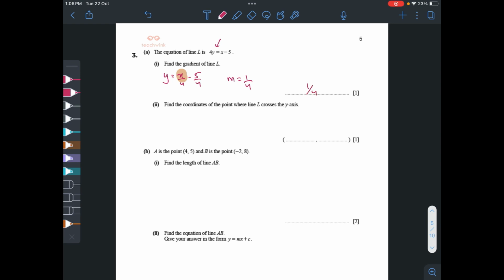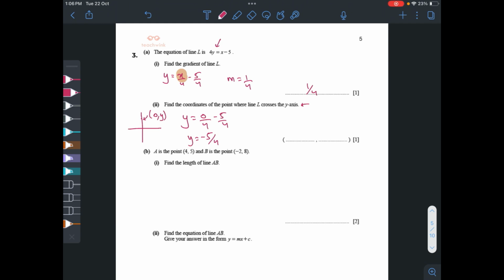The next part says find the coordinates of the point where line L crosses the y-axis. Now, as you can see on the y-axis, if a line is crossing the y-axis, the x value is going to be 0, and we are supposed to find the y value. When the x value is 0, and if you plug that x value into this equation, that is going to leave us with y equals negative 5 over 4.